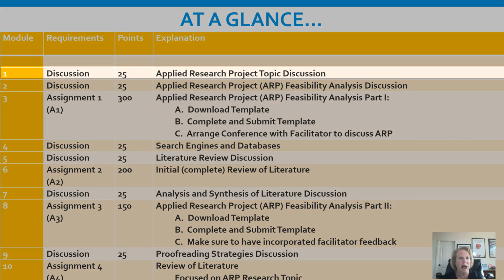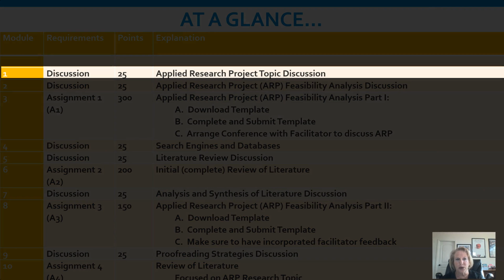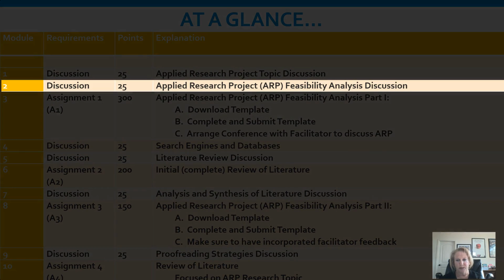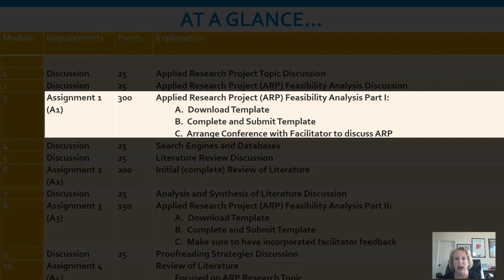Here is our course at a glance. For Module 1, we have a discussion that's worth 25 points, and it's focused on your ARP project topic proposal. In Module 2, we also have a discussion for 25 points, and it is your feasibility analysis discussion. In Module 2, you will see a feasibility analysis template that you will be able to complete, and we're asking that you discuss it with your peers prior to submission.